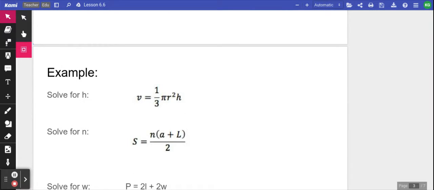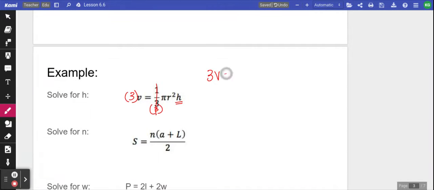So in this first example, it wants me to solve for h. According to my notes from the last slide, I'm going to underline the h, as that is the one that I'm trying to get by itself. The first thing I want to do is get rid of this 1/3, and the best way to do that is to multiply by 3 on both sides. Then my 1/3 and my 3 will cancel out, and I'll be given 3v equals pi radius squared times height.